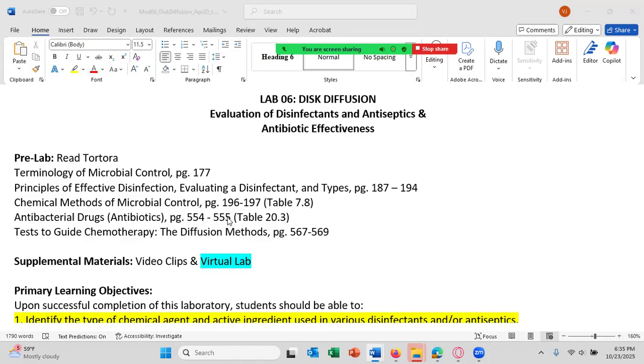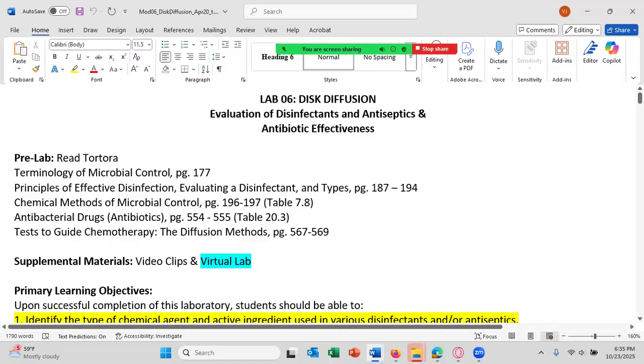Read about antibacterial drugs, also called antibiotics, pages 554 to 559. And then take a look at the tests to guide chemotherapy and the disk diffusion method, also called the Kirby-Bauer method, on pages 567 to 569. There are some video clips in today's lab, and there is a virtual lab.